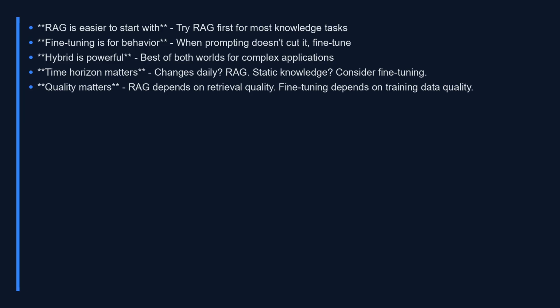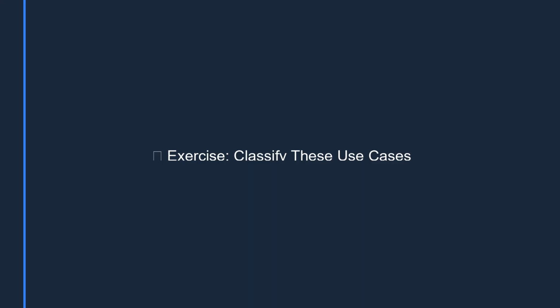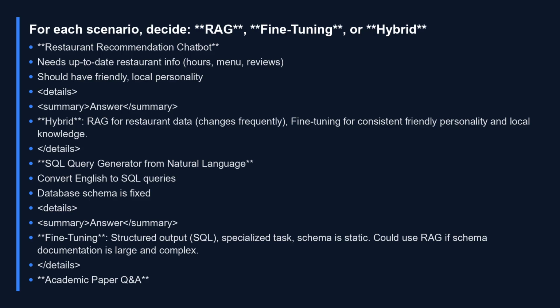RAG depends on retrieval precision. Fine-tuning depends on training data quality. Neither approach rescues you from bad inputs. Exercise. Classify these use cases. Work through these 5 scenarios and decide: RAG, fine-tuning, or hybrid. And more importantly, articulate why.